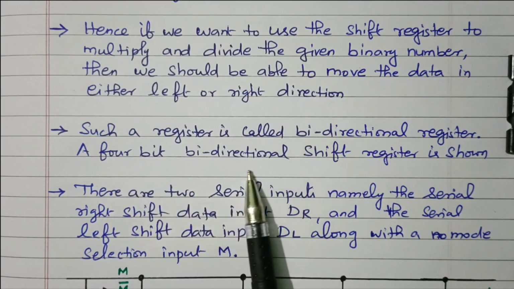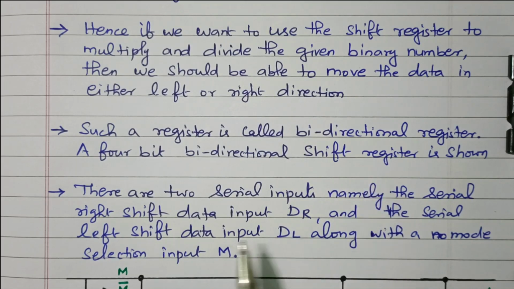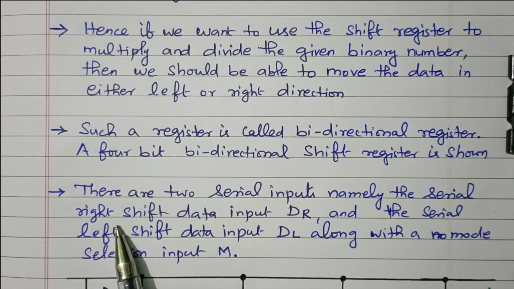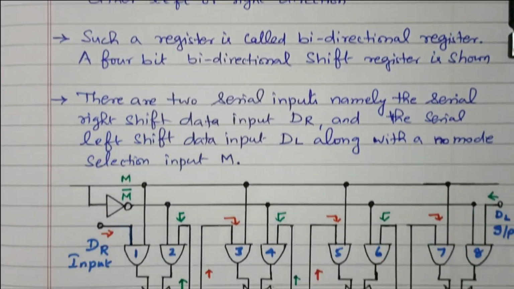We will consider the 4-bit bidirectional shift register. There are two serial inputs, namely serial right shift data DR and serial left shift data DL, along with the mode selection M. We will see the diagram. So we have DR, data right shift, and DL, data left shift. In order to select between them, we have mode control. Now we'll see the logic diagram.